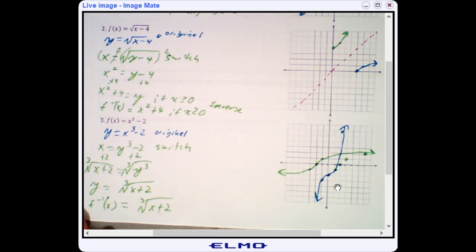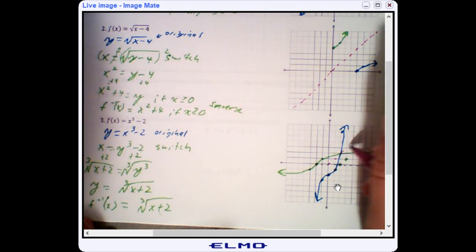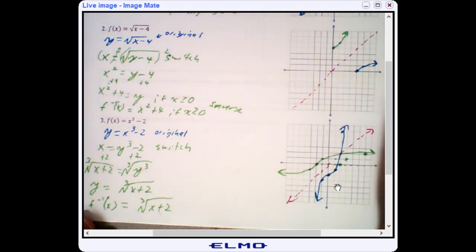I kind of caught myself mentally because I knew it had to reflect over the line y equals x. When I started graphing, I was like, that's not reflecting. What did I do wrong? There's my y equals x line. If I were to fold it, it would reflect. So we know for sure that they are indeed inverses of each other.